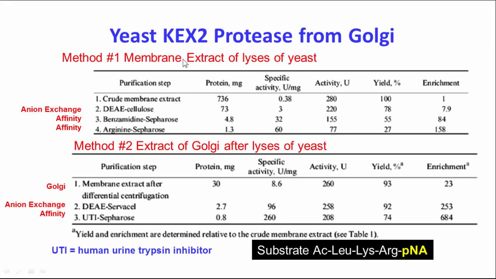Method 1, there was a membrane extraction of lysis of yeast. So you lyse the yeast and extracted out the membranes. You had a crude membrane extract, total protein 736 milligrams.